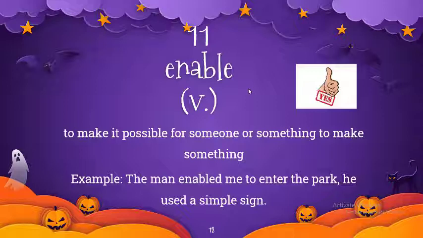Enable. Enable is a verb, and it's to make it possible for someone or something to make something. As an example, the man enabled me to enter the park. He used a simple sign, like this picture. So he enabled me, that means he made it possible for me to enter the park.